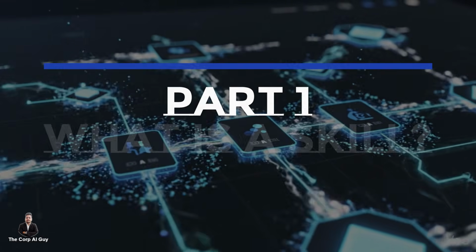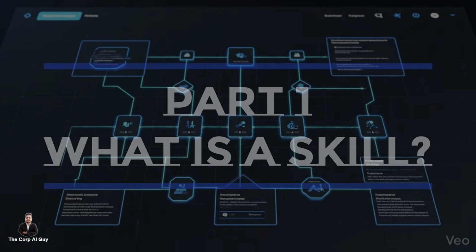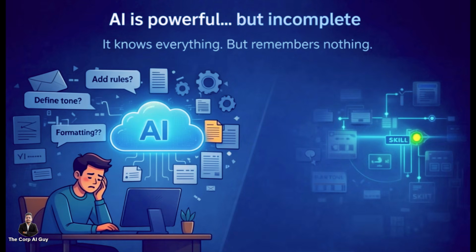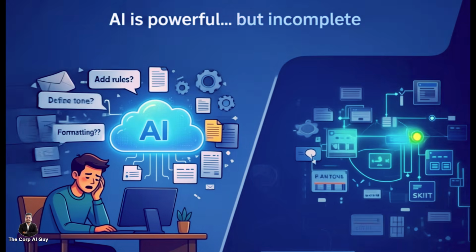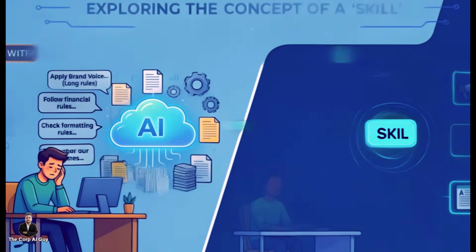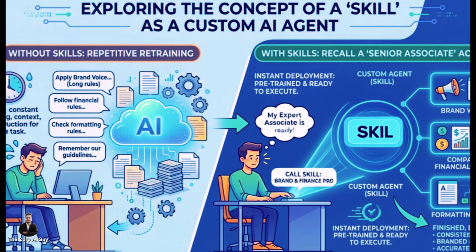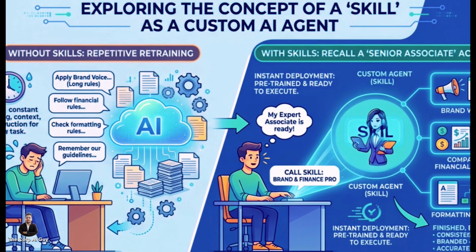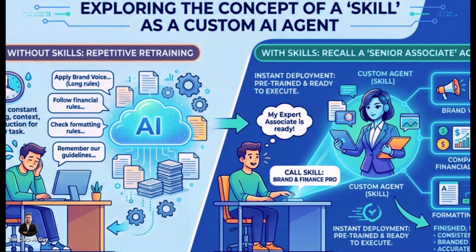Part 1. What is a skill? Think of a skill as a custom agent that you can recall whenever you want with a single command. It's like having a senior associate who already knows your brand voice, your company's financial rules, and your specific formatting style. You don't have to reteach Claude every morning. You just call the skill, and it's ready to execute.